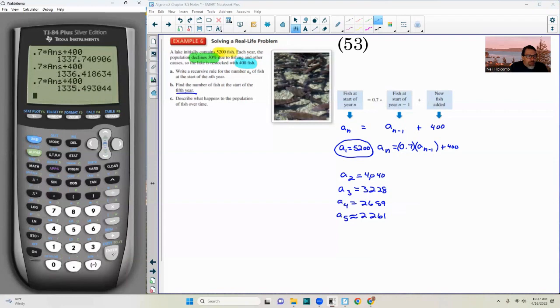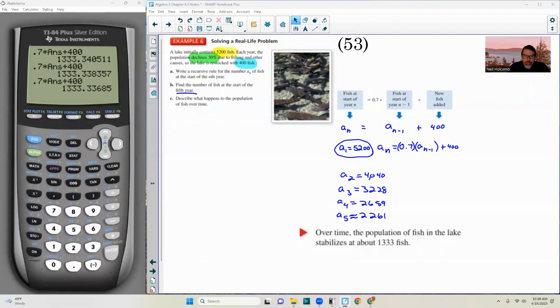So notice what's happening here is the decrease is slowing. It's going to decrease to where we're only losing about 400 fish. 30% of the previous would get you closer to 400, and then we add 400. As you can see, it is getting down to, it looks like, 1,333 fish, and it seems to be approaching that. So over time, the population of the fish in the lake will stabilize at about 1,333 fish.